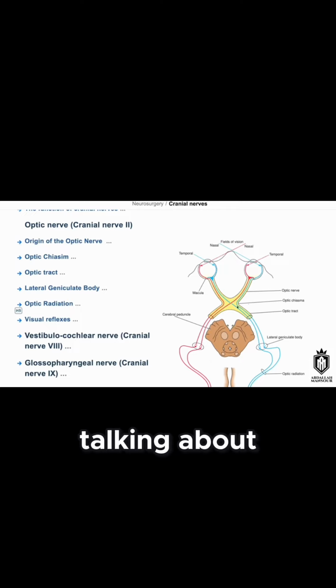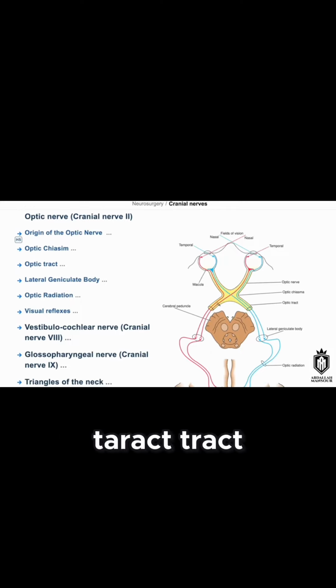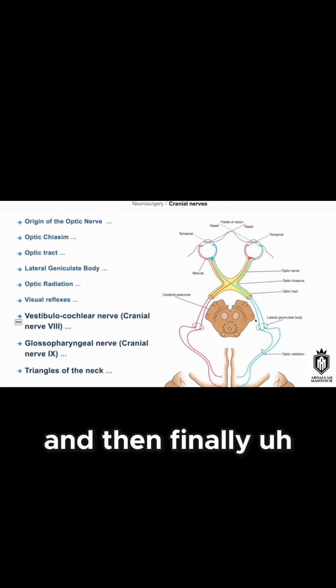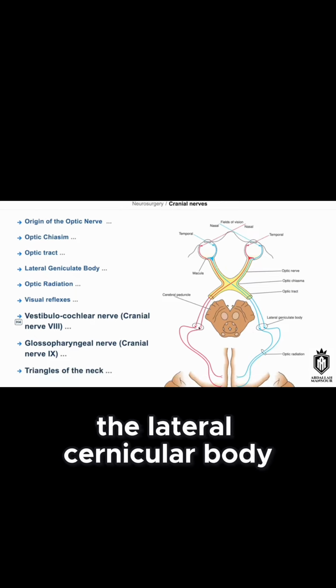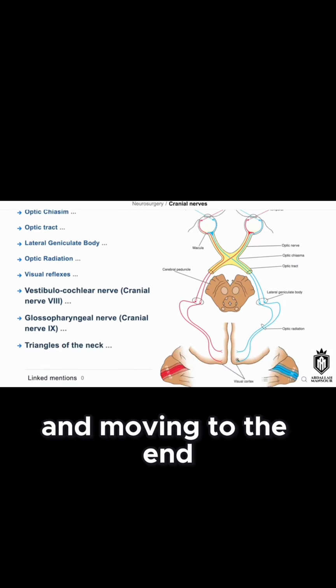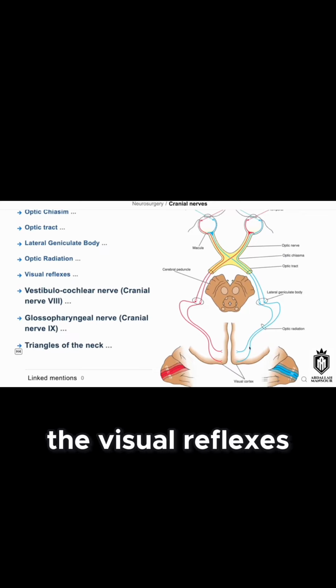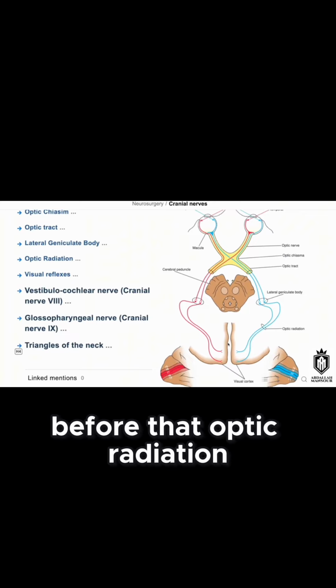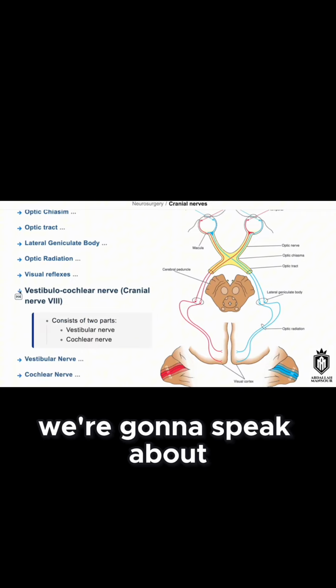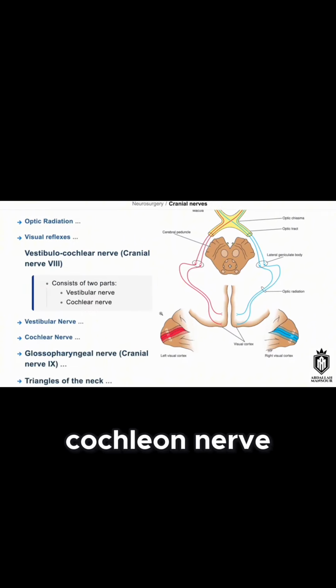And then talking about the optic chiasm, and then the optic tract, and then finally something called the lateral geniculate body. And moving to the end, you're going to have to talk about the visual reflexes and also, before that, the optic radiation. Moving forward, we're going to speak about the vestibulocochlear nerve.